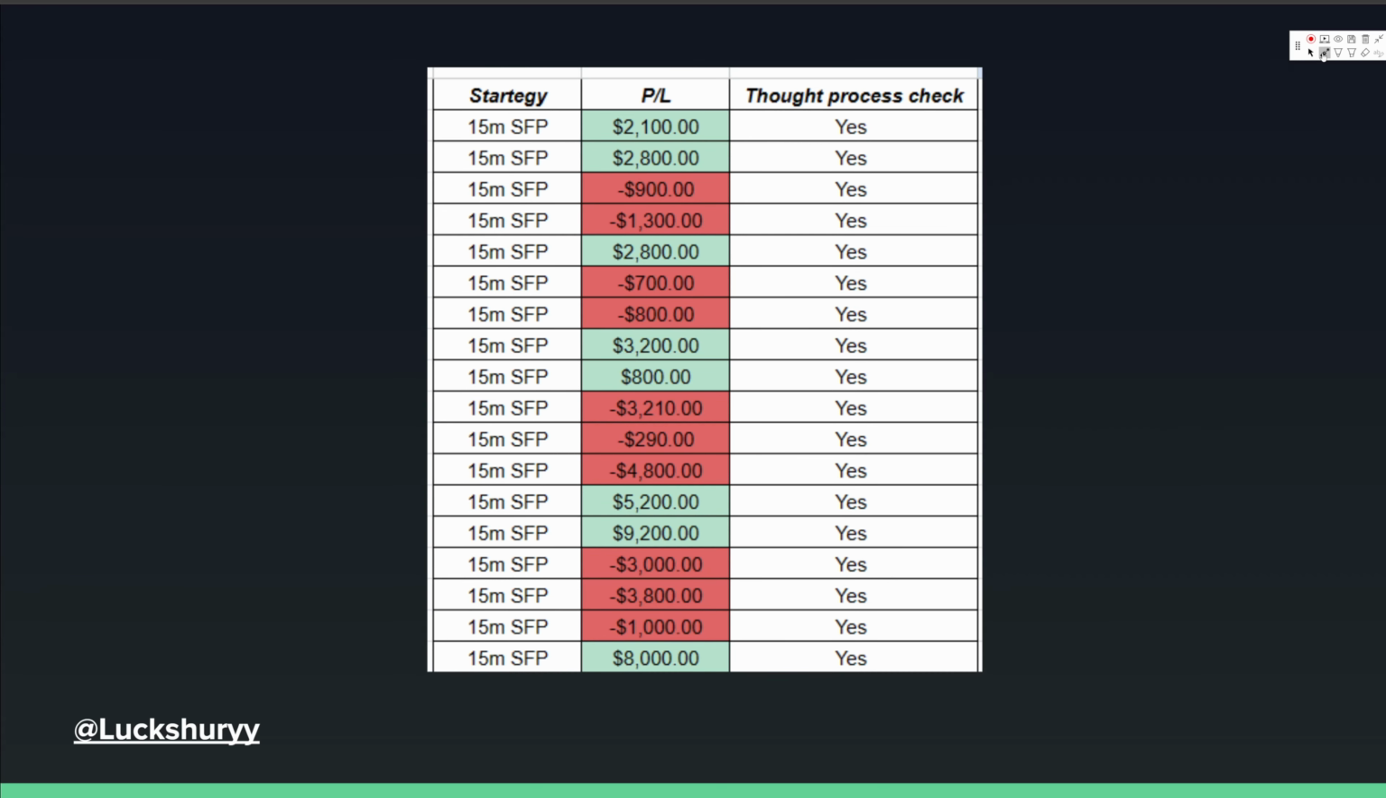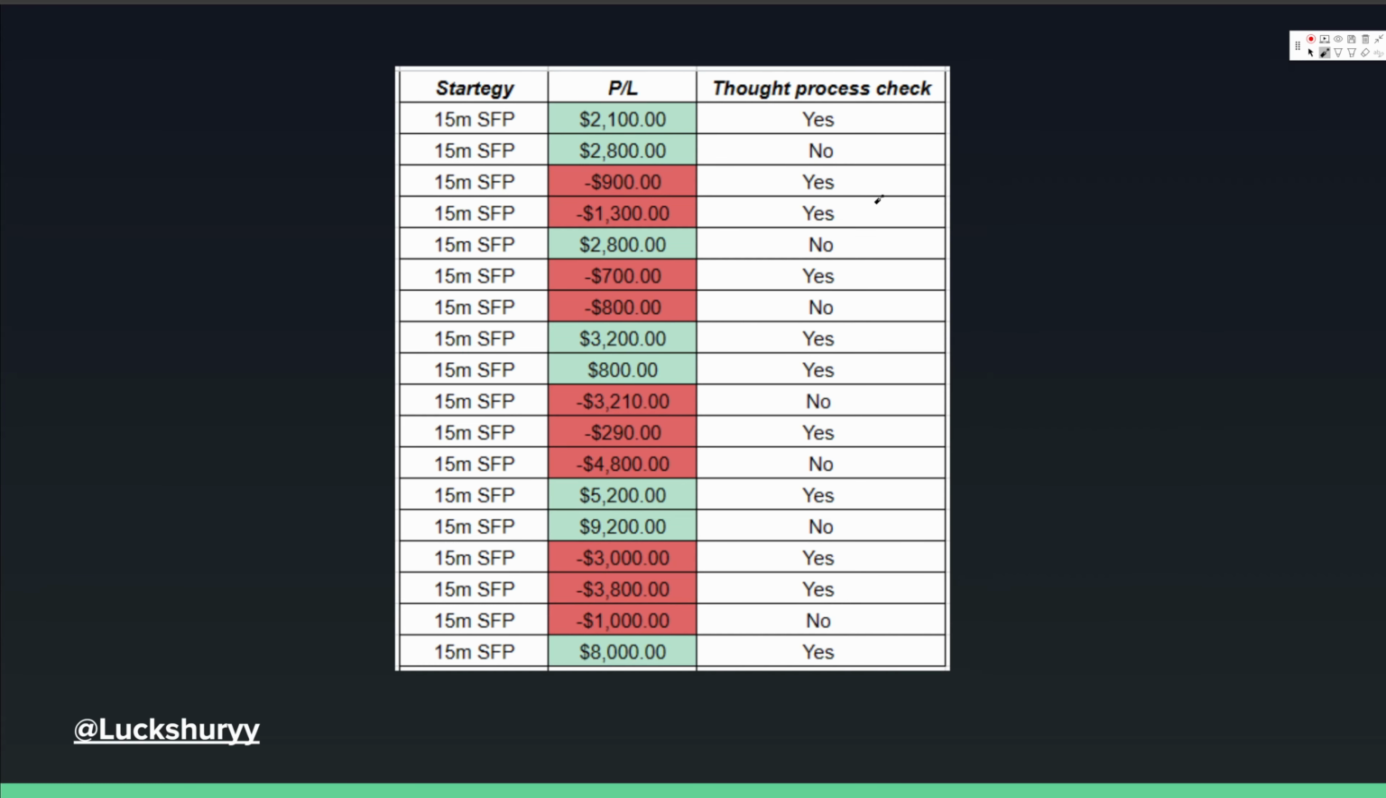Now, once you got to this stage, so previous slide, remember, thought process check, you had no's in a few places. This is inconsistency. This is not what you want to be aiming for. Regardless of P&L, disregard this whole segment here, disregard everything you see here. This here is what you want to be aiming for. Aim for every single column to be checked as yes.